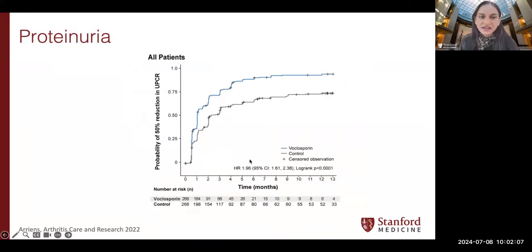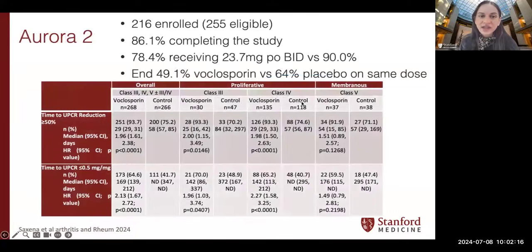So that was really exciting. And then again, the probability of reduction of proteinuria was much better in the voclosporin group. And so then they did a second trial. In the interest of time, I'll rush through this, basically looking at patients that were on the drug and continuing them for 3 years to evaluate if they still did well.